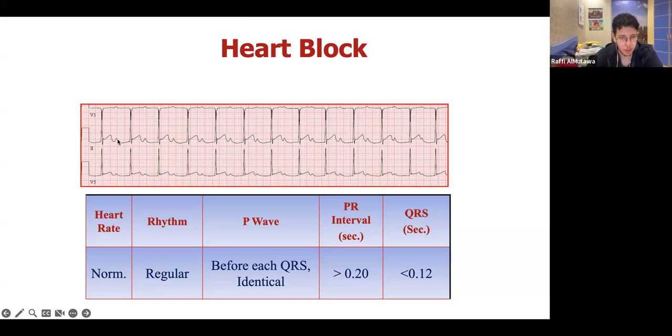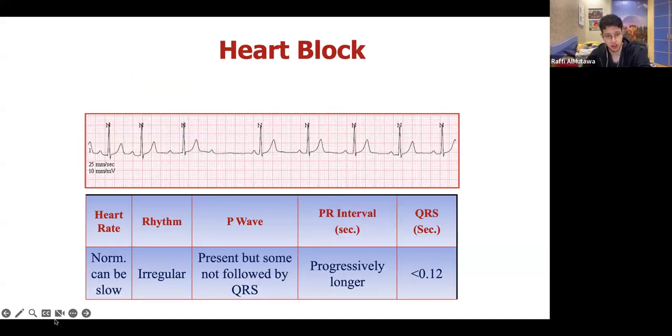If you guys see, the PR we said is anywhere from 0.12 to 0.2 seconds, meaning anywhere from 3 small boxes to 5 small boxes, or 3 small boxes to 1 big box. This is bigger than a big box. So we know that there's a problem with the PR interval. The other thing we're going to see is, did a beat drop, yes or no? If a beat didn't drop, then we're looking at first degree AV block. You just observe these patients.